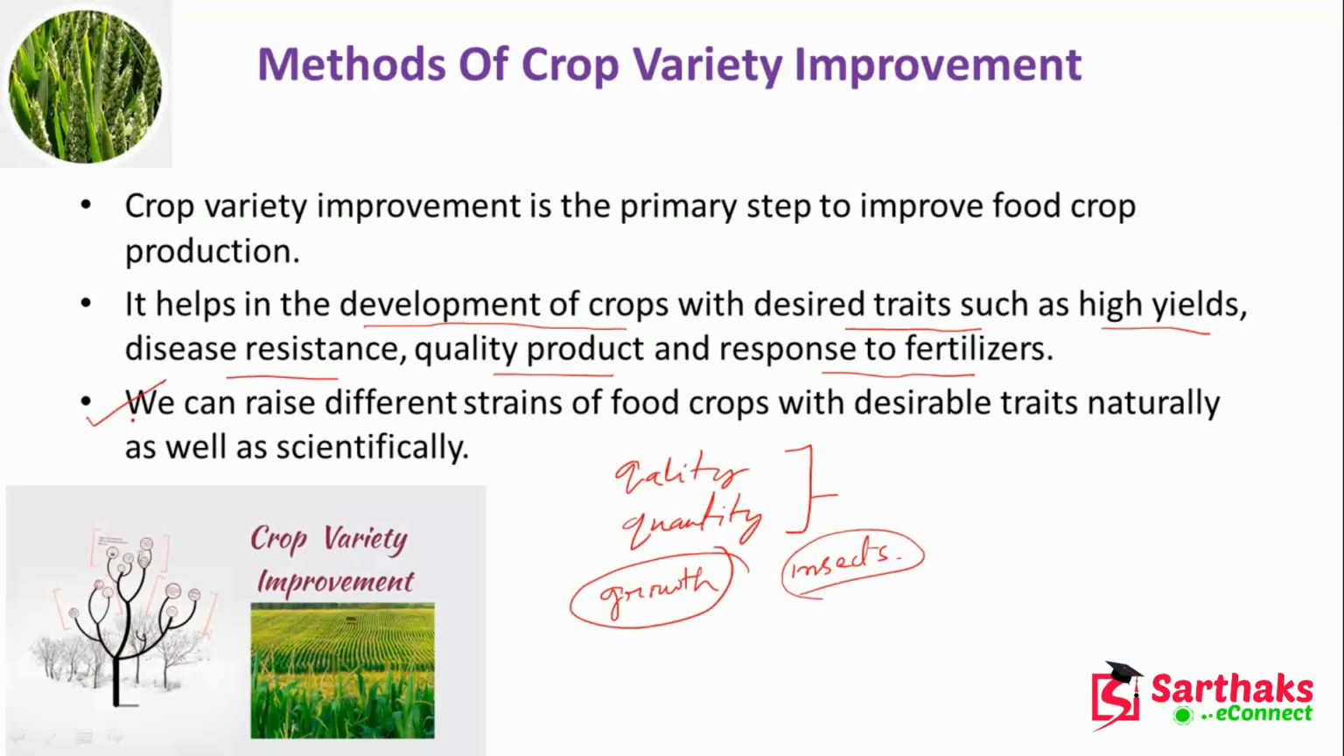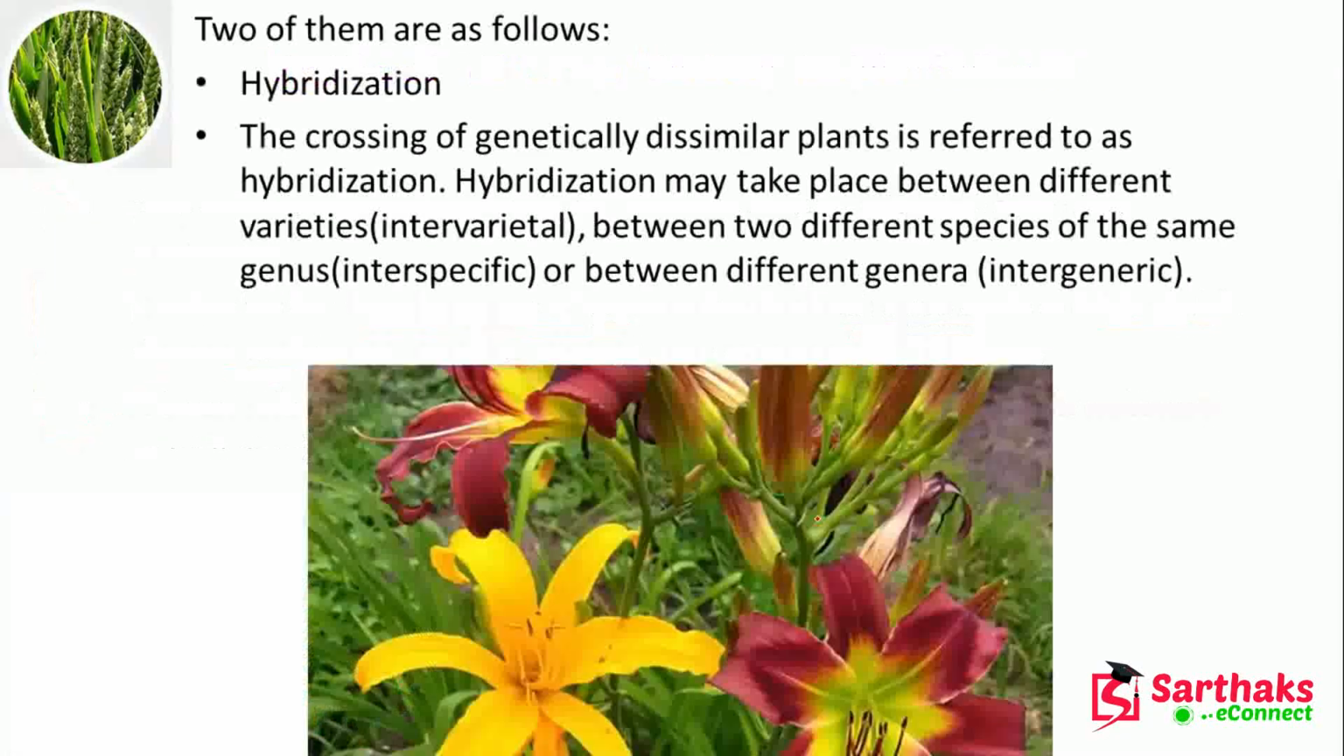So researchers are going on just to get out from these problems. That means the insect problem, the pest problem, and also the low quality problem. So we have to avoid all these problems. After that, we have to find out the crop variety, and that variety should be the most superior variety, and that variety will give us high yield, disease resistance, quality products, and the crop should respond to the fertilizers. That is very, very important. So here, two of them are as follows.